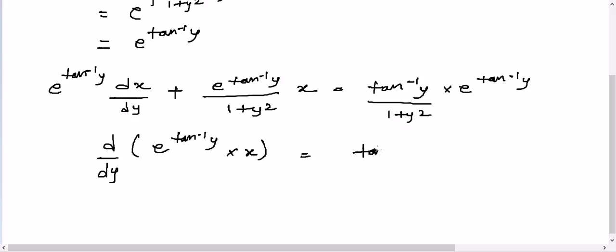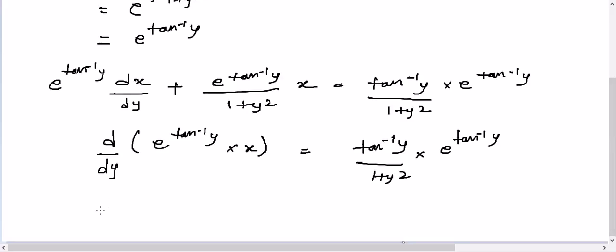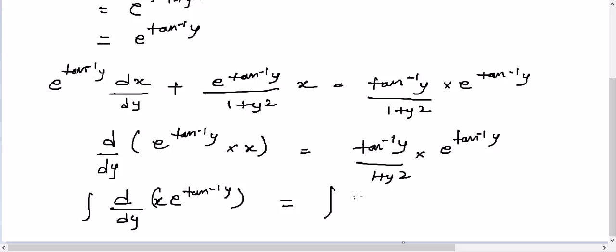And here it will be the same, tan inverse y into e to the power tan inverse y divided by 1 plus y square. So guys, now what we are going to do, we will integrate both sides, right? Let me integrate both sides. So it will be x tan inverse y, and integrating tan inverse y e to the power tan inverse y over 1 plus y square, plus c, right?